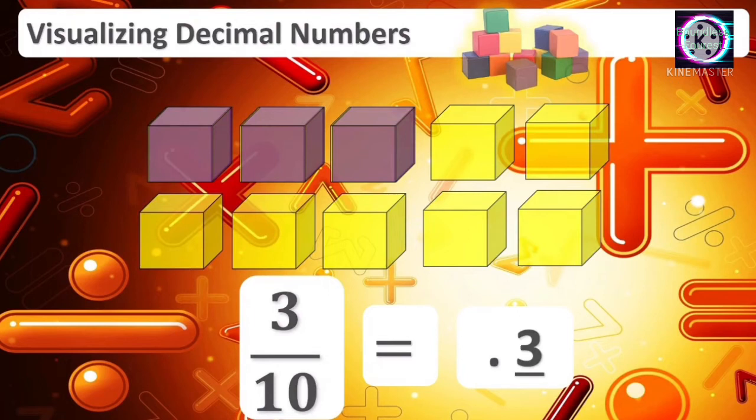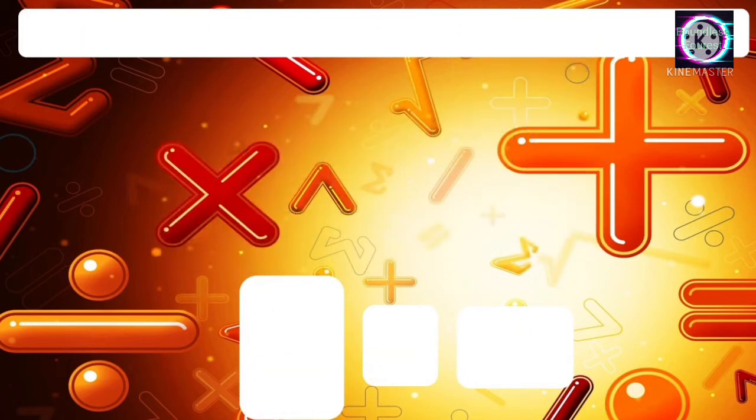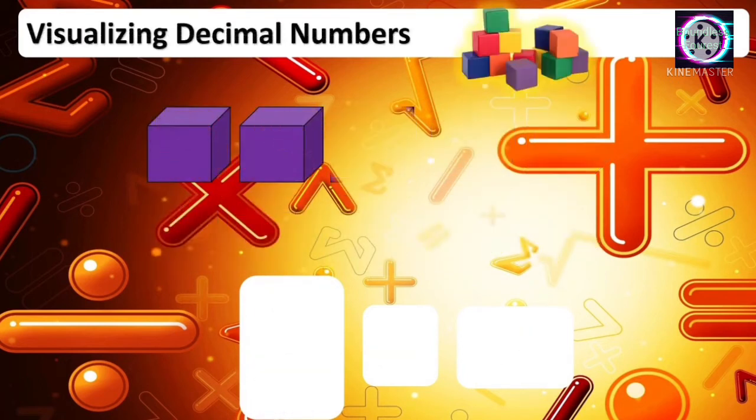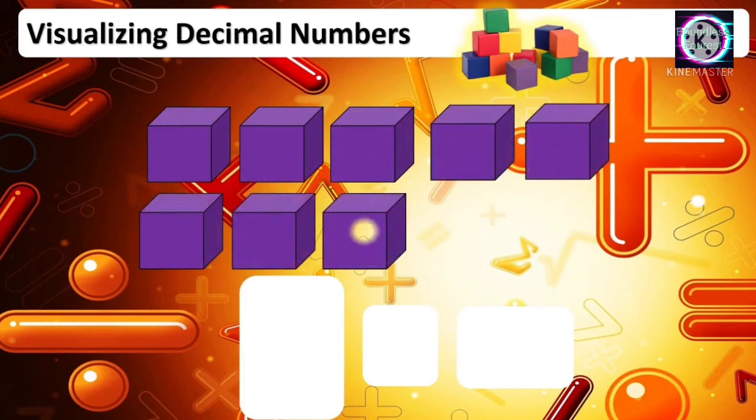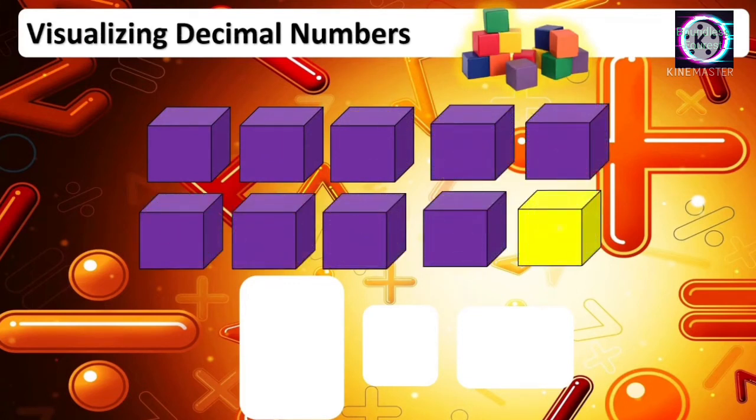Another one. So we have here another 10 blocks. So we are going to use it as the denominator, which is over 10. And for the numerator, the shaded parts are 9. So we are going to write 9 over 10. Again, look at the denominator. We have 10. It means we are going to write the digit in the tenths place.